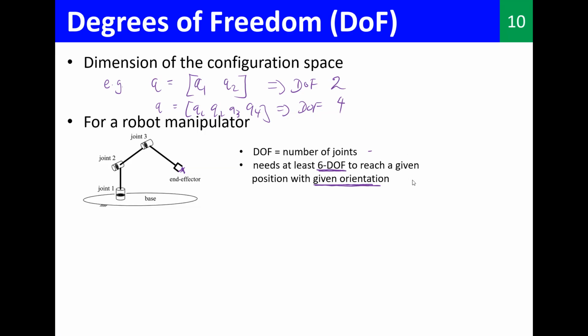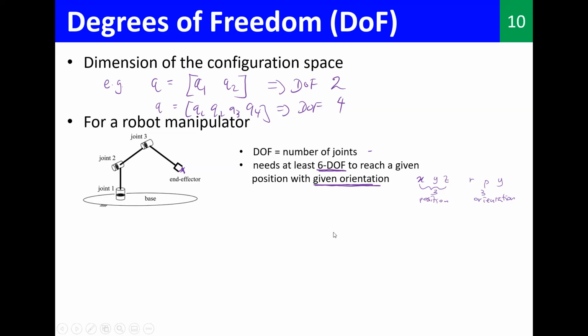Again, let me write it. X, Y, Z, that is 3 for position. And let's say roll, pitch, and yaw, that is the 3 for orientation.